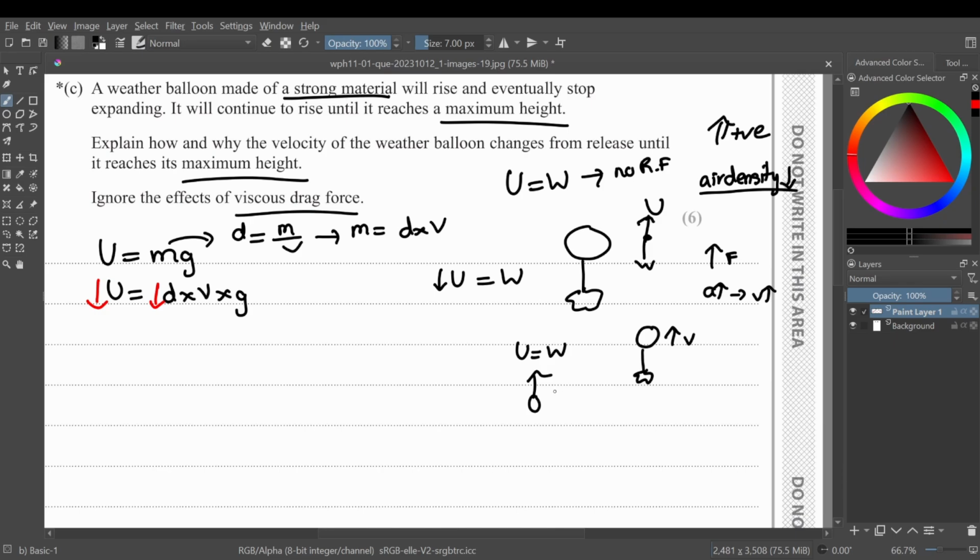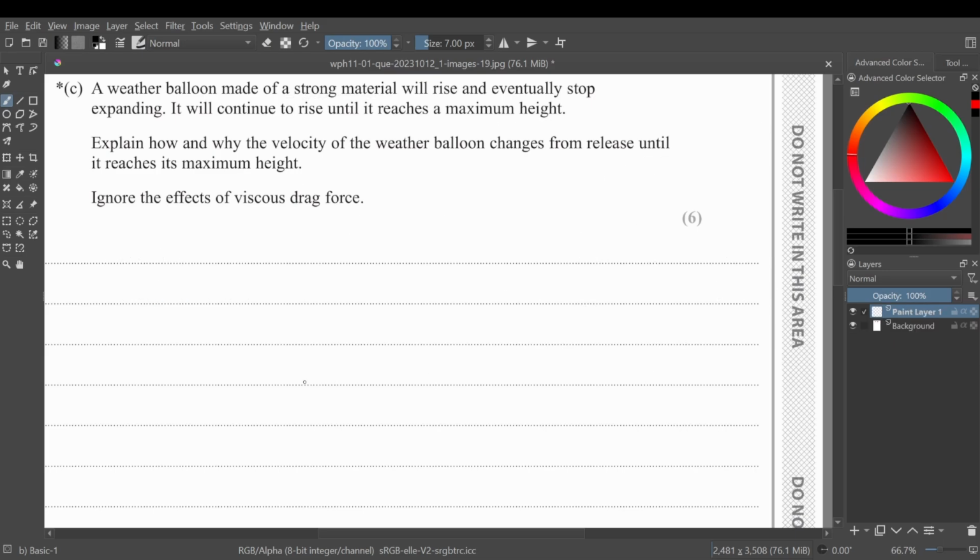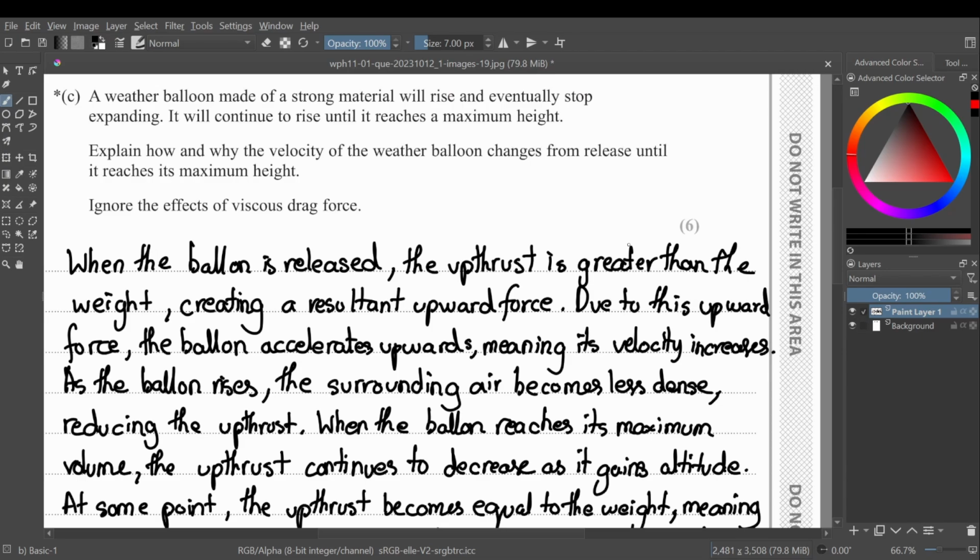And now because the balloon has gone a little bit more up, your upthrust value has become less than weight, so it will go down a bit. It will have a resultant force downward, which will cause deceleration. So now it will go a bit down, and then it will finally reach the maximum height. So basically you just have to explain these simple steps. I hope it clears everything up. So now let me write it in word form. Okay, I have written the answer right here.